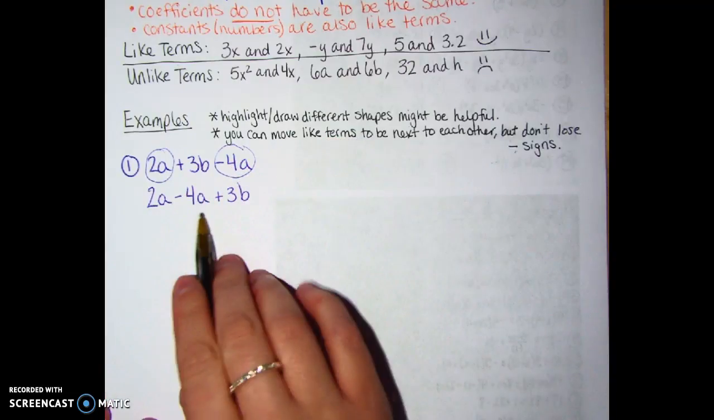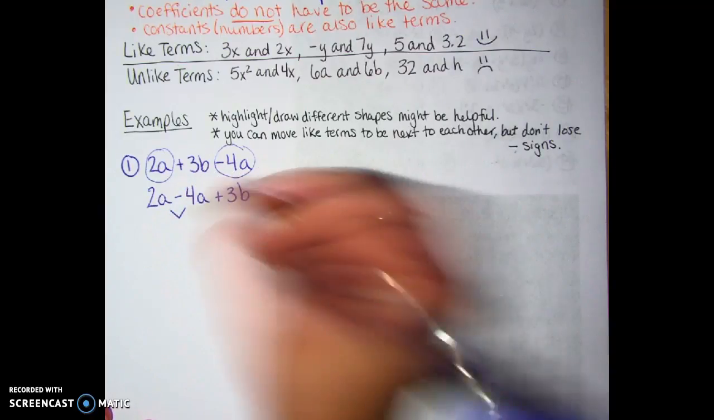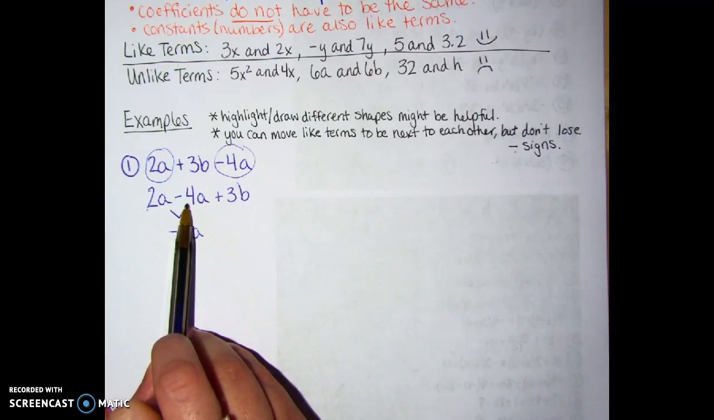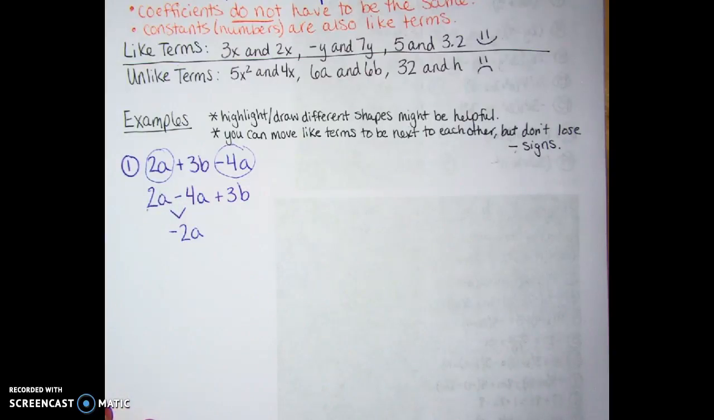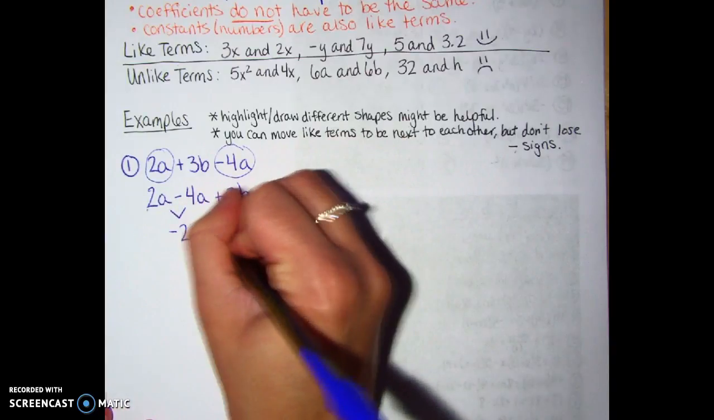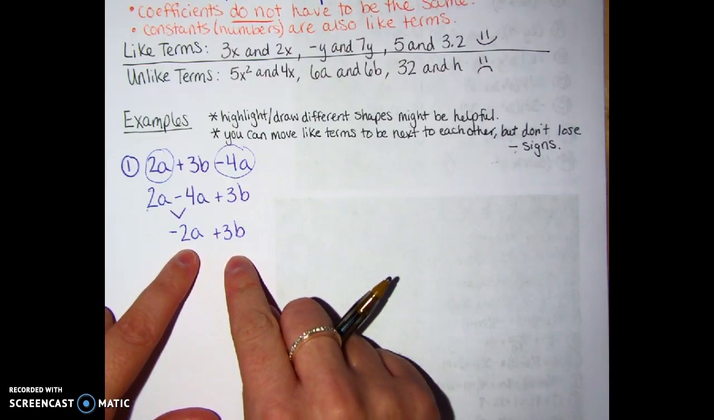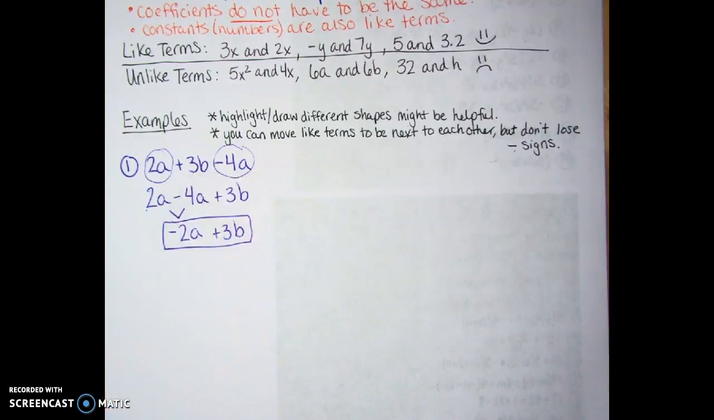Okay, I have the a's next to each other, and now I'm going to combine like terms. 2a minus 4a is negative 2a. So in this, I subtract the coefficients, or the big numbers, and then the a just stays the same. And then I bring down 3b. These two are not like terms. They do not have the same variable, so I am done. I am going to box my answer.